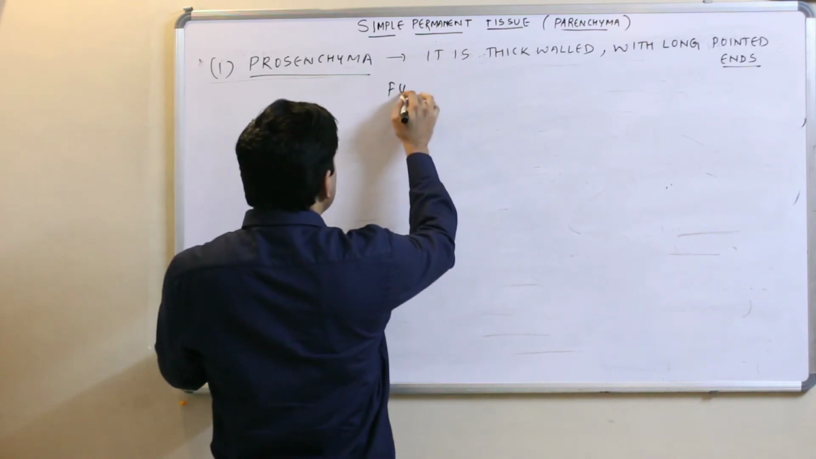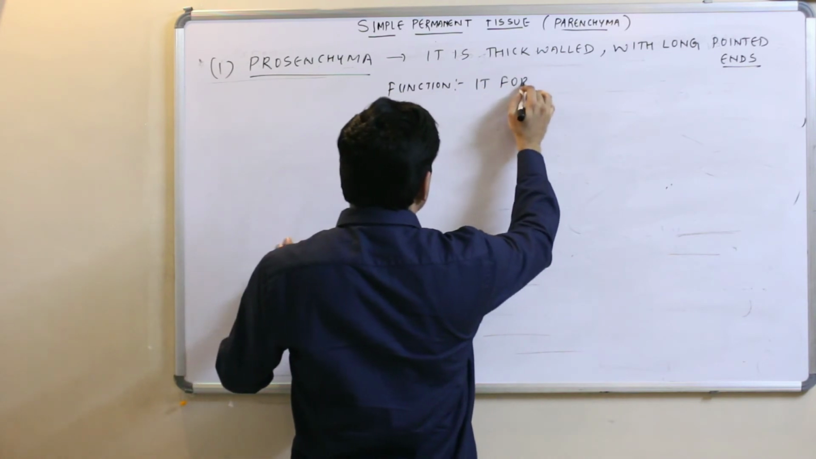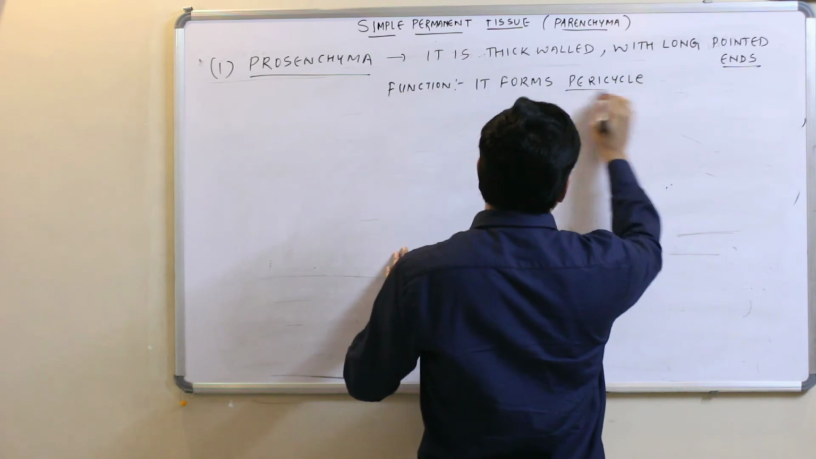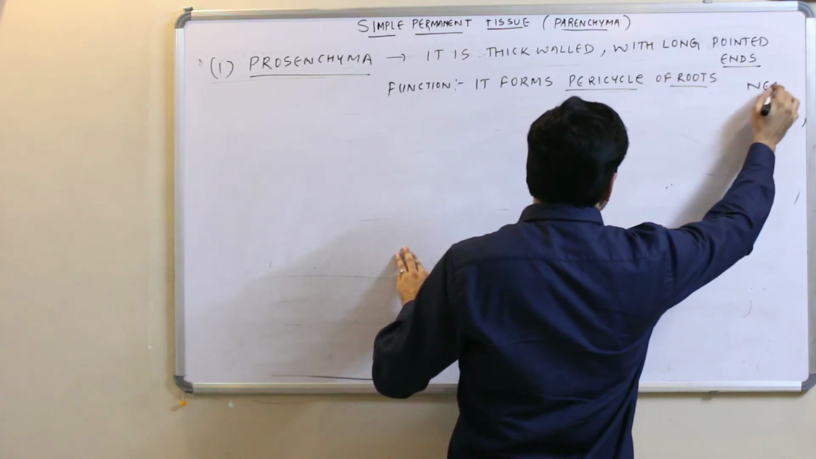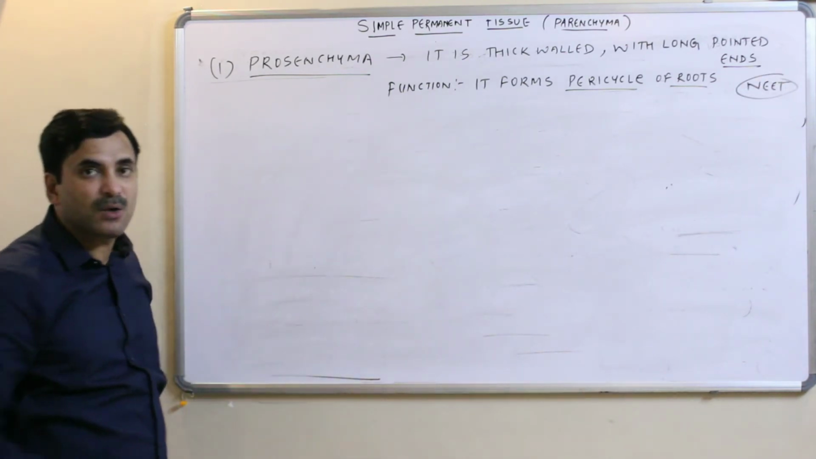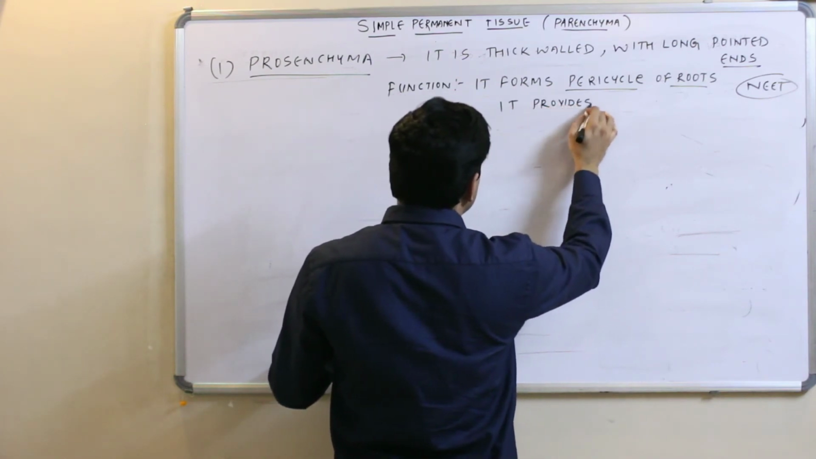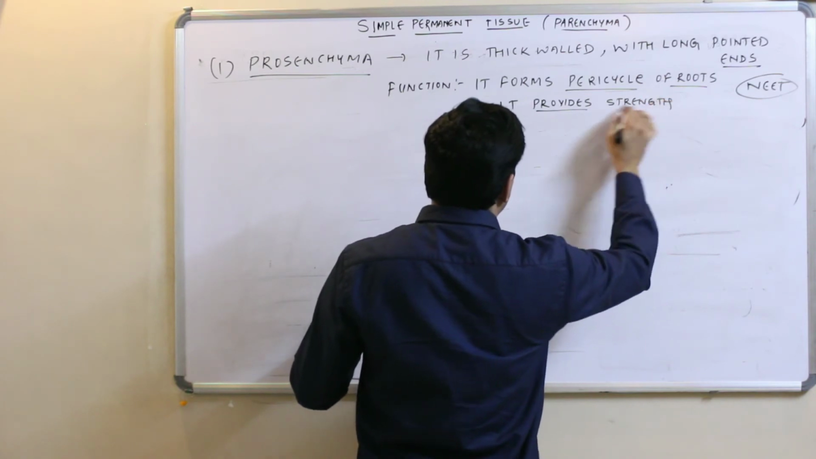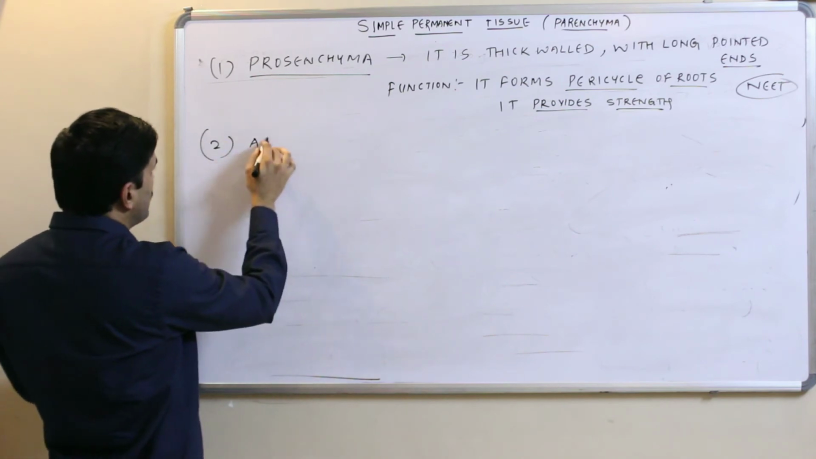And what is its function? It forms the pericycle of root. Very important. Once a question was asked in NEET about the function of Prosenchyma. It forms the pericycle of roots. It provides strength. Are you getting?